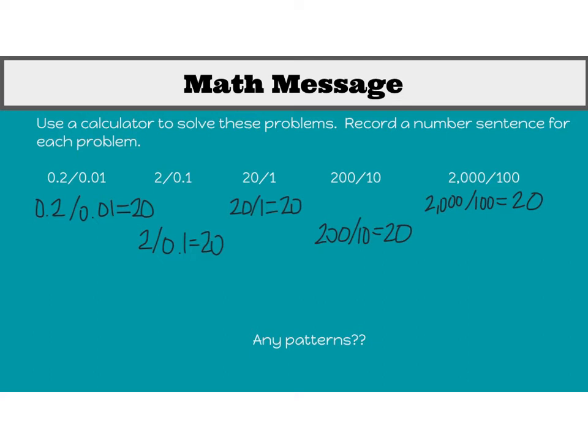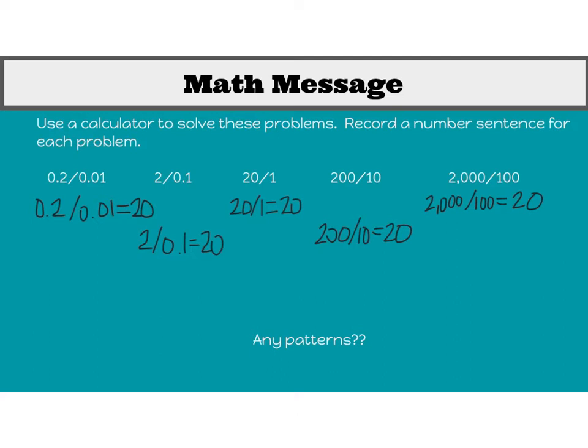So when we think about the dividends themselves, each dividend is 10 times as large as the dividend before. So remember how we've talked about the place value system and how when we move to the left or the right, it usually jumps by 10. The decimal point moves one place to the right, which means each divisor is 10 times as large as the divisor before. So when we think about patterns, that would be another one.